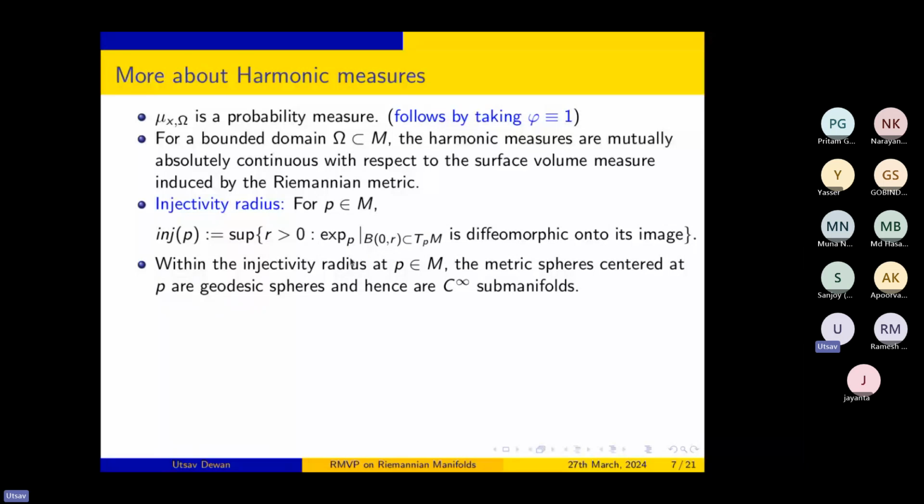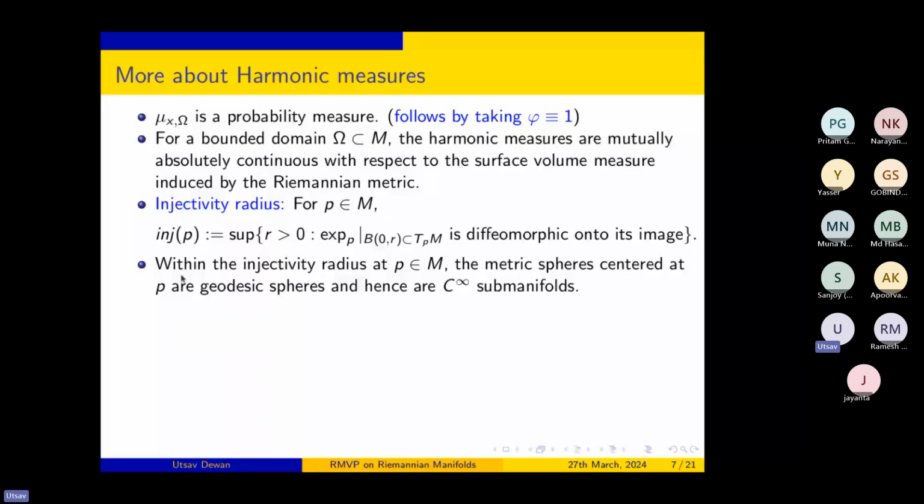Since this is a local diffeomorphism, we keep looking at small balls in the tangent space around the zero vector and see up to which point it is actually diffeomorphic onto its image, and you take the supremum. That is hence the name injectivity radius. Up to that point, it is a true diffeomorphism.